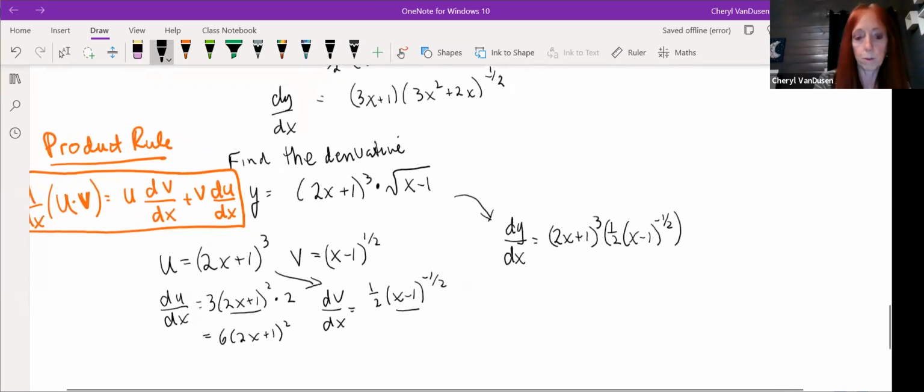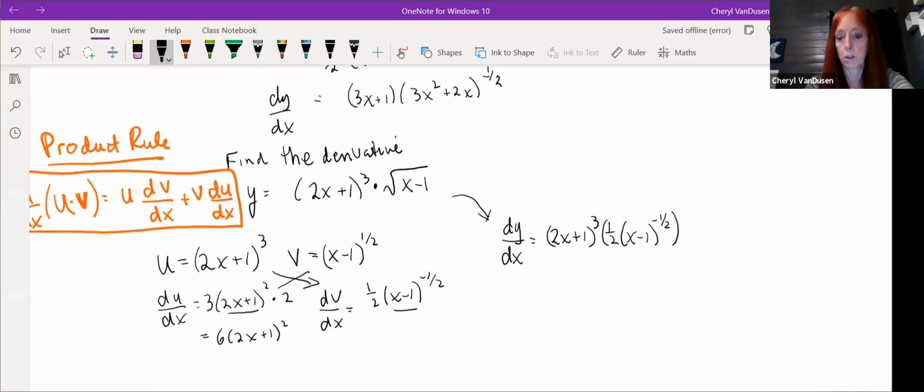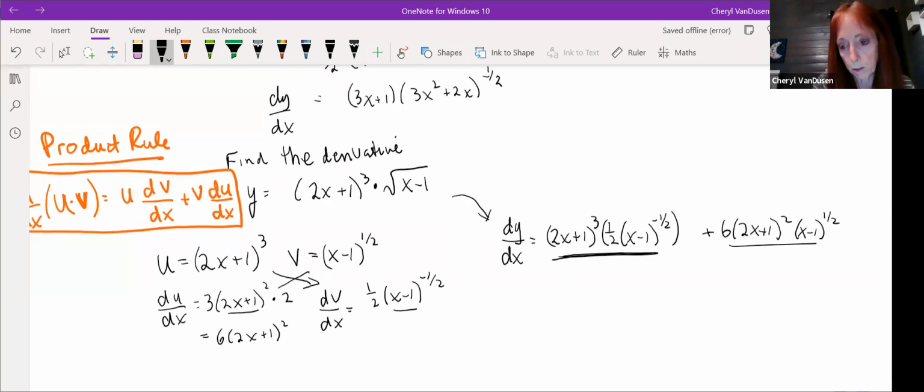And then the next term are these two multiplied together. So plus 6 times (2x + 1)^2. Doesn't really matter what order you put them in. I'm going to put them in this order because then my 2x + 1 terms are first. And then we multiply by (x - 1)^(1/2). Okay, so we have two separate terms. There's your first term, and there's your second term. Again, u times the derivative of v and v times derivative of u. I wrote the derivative of u first just so that my similar terms were lined up.